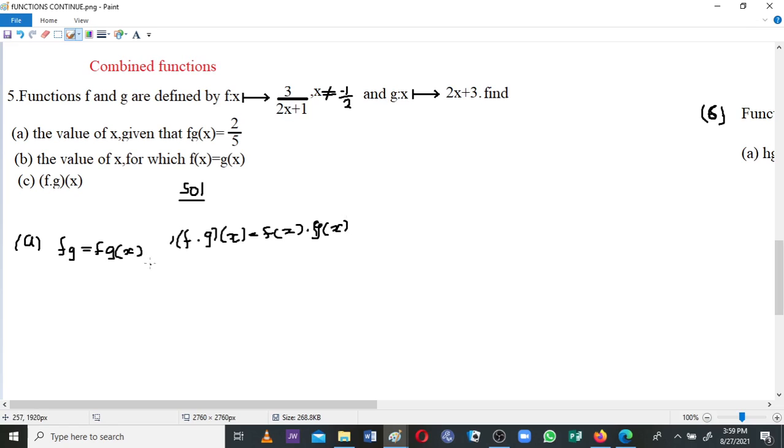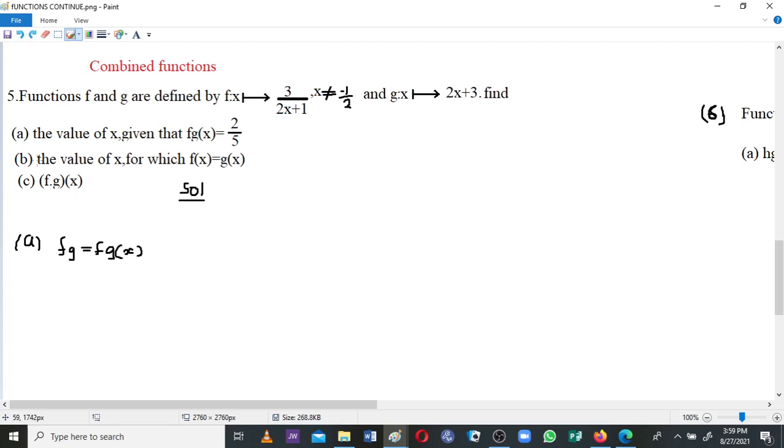So you must not mistake combination of functions for multiplication of functions. You need to understand what each notation means, and what to do depending on the notation. The notation you've been given tells you what to do to solve the question that you have. So I'm sure by now you're able to differentiate between multiplication of functions and composition of functions. We can now solve the question that we have.